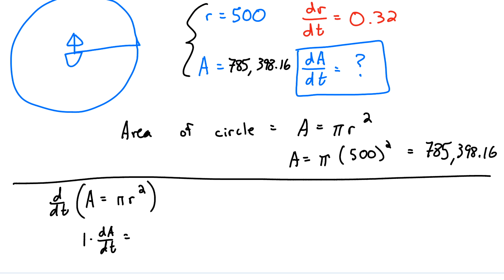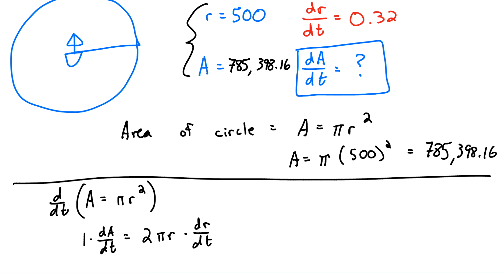The derivative of r squared, though, that I can use my power rule for. So the derivative of that right-hand side is going to look like 2 times pi times r to the first power times, again, r is changing with respect to time. The radius is changing as time moves forward. So that means I need to multiply by dr over dt for my implicit differentiation.